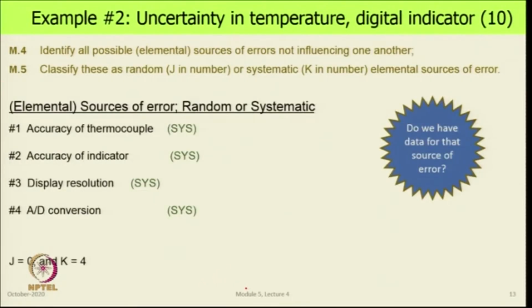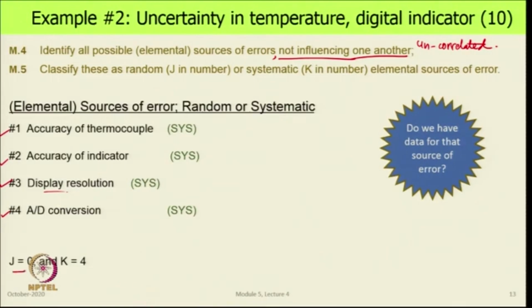This identify all possible elemental sources of error and not influencing one another. So, we are again and again saying these are uncorrelated errors. And what we see here, we can say that, look, from the instrument, the sensor thing, I got the accuracy of the thermocouple. Then the indicator gave us some data that it has got its own accuracy. So, that is another source of error. Then the same indicator has a display resolution, that is another source of error, and A to D conversion, that is another source of error.